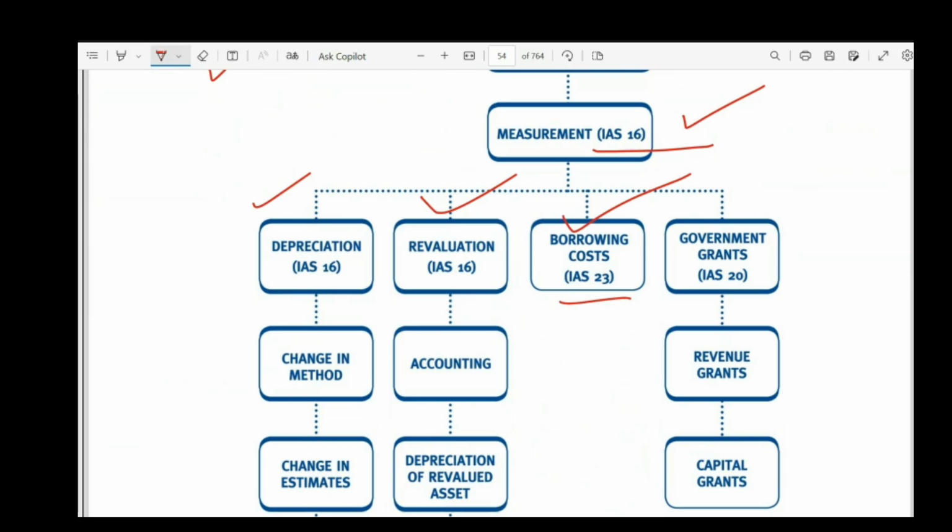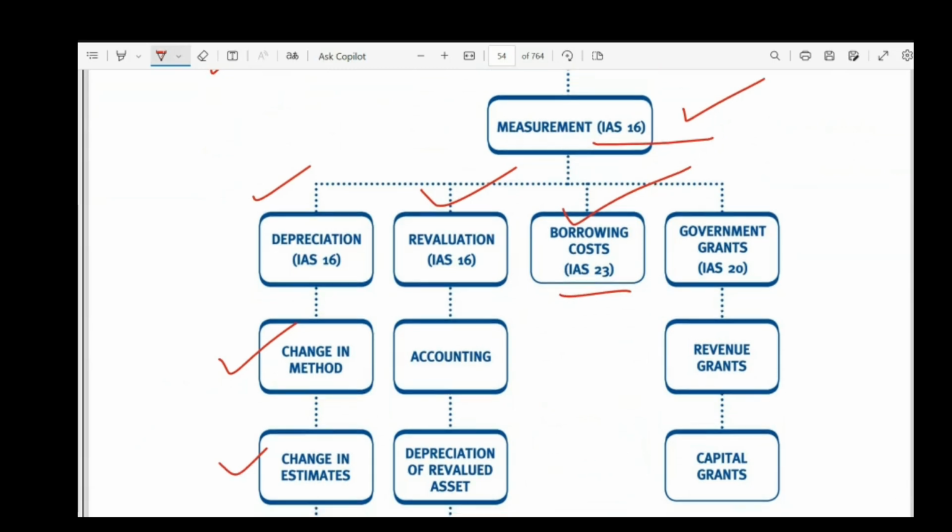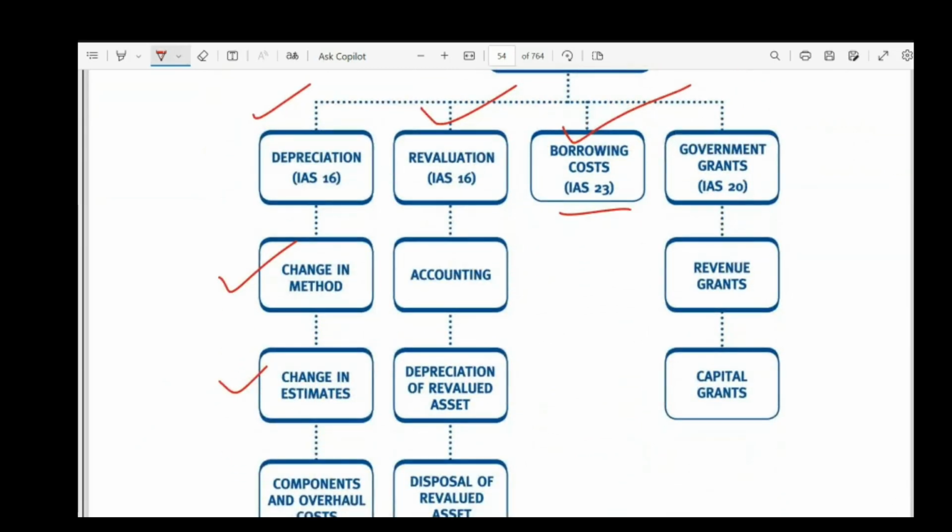IAS is applicable for what we discussed over here. Government grants is also different. Then under depreciation, change in method or the change in estimate, we will be going through this topic as well. And then under revaluation, how revaluation is happening, how the price change will affect our books of account, how the depreciation of revalued assets will be treated in your books of accounts.